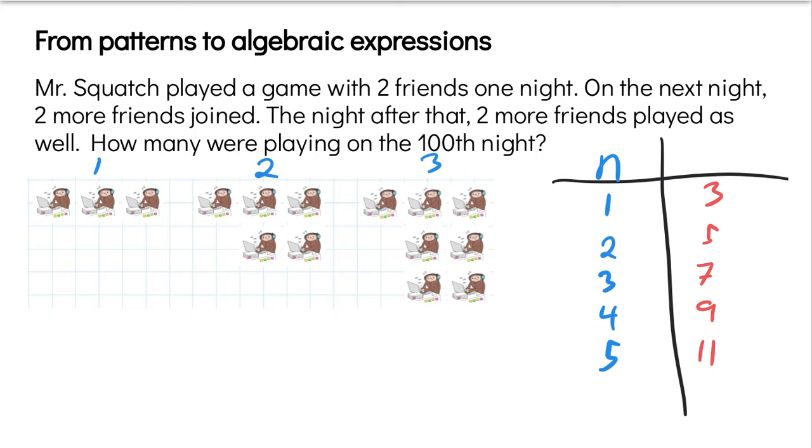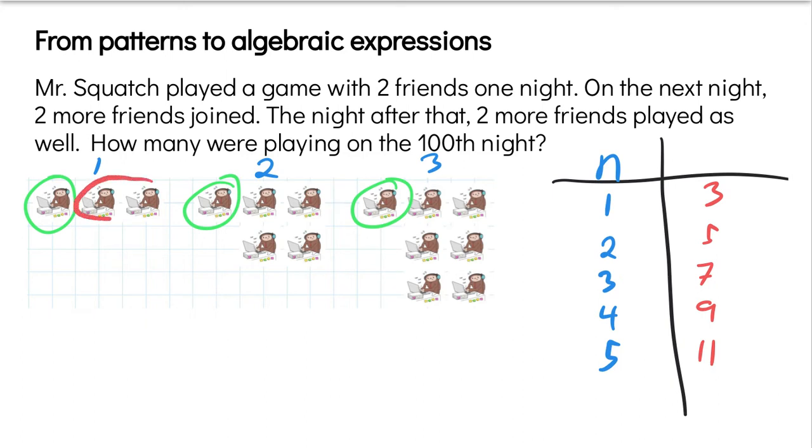How do you do that? Well, one thing I can do is look at what is a constant across all of these terms. What I can see is Mr. Squatch is always there. Here's Mr. Squatch in the first term, in the second term, in the third term, and I can bet that he's going to be there in the fourth, fifth, and so on. All of the terms are going to have Mr. Squatch.